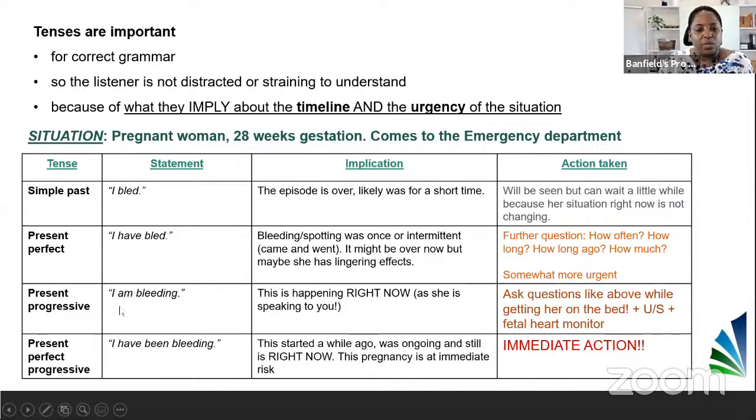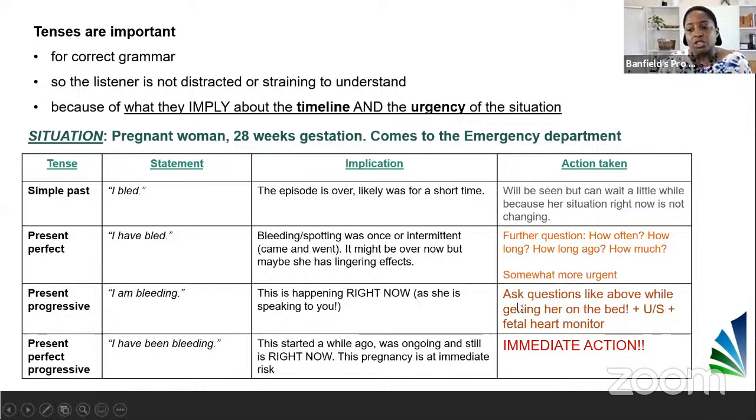But then we have two situations where you perk up a little bit more. She says, "I'm bleeding." Now, what that means is it's happening right now. Yes, it started sometime before. It could have been a minute before, it could have been an hour before. But in any case, it is happening right now as she is speaking to you.